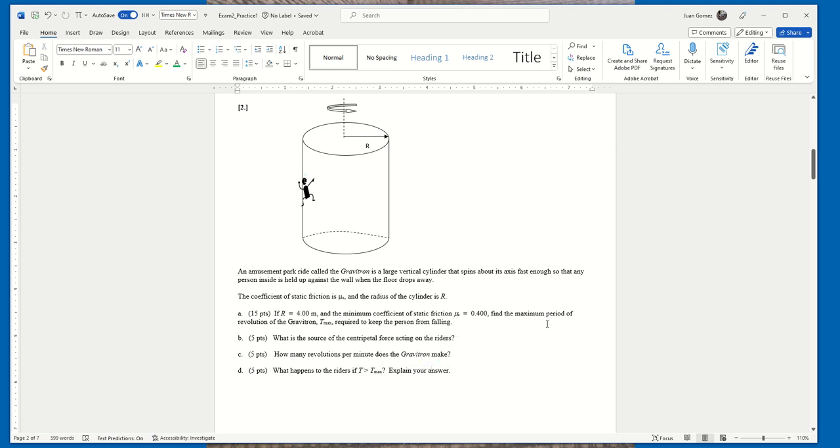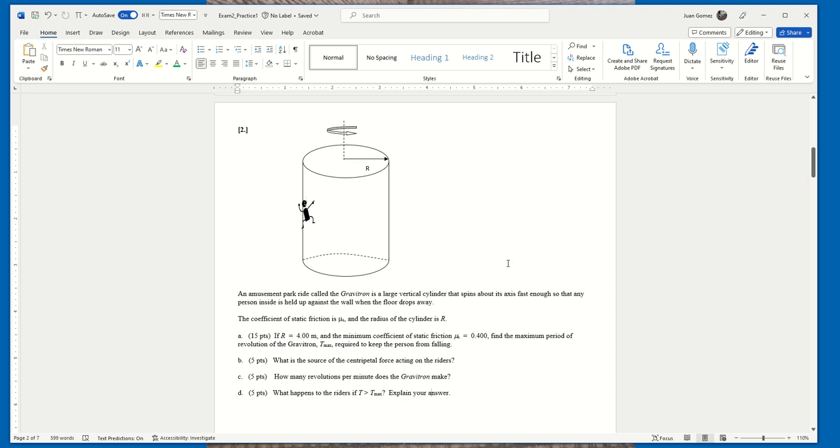What will happen? Well, this is a UCM problem, because as the Gravitron rotates, the rider is moving in a horizontal circle. The rider is undergoing UCM. So let's draw all the forces acting on the rider, apply Newton's second law to the rider, then some knowledge about UCM that we'll need to know. Let's bring up the solution.